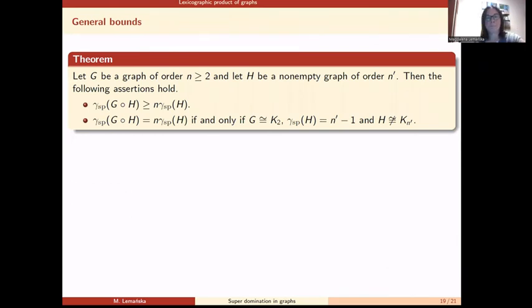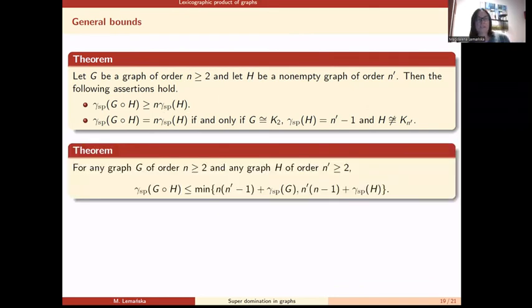And we managed to obtain some bounds concerning the super domination number in the lexicographic product of two graphs in terms of the super domination number of graphs G and H. Here is the lower bound, and the graphs with equality are characterized. Here is an example of an upper bound, also in terms of the super domination number of graphs G and H.